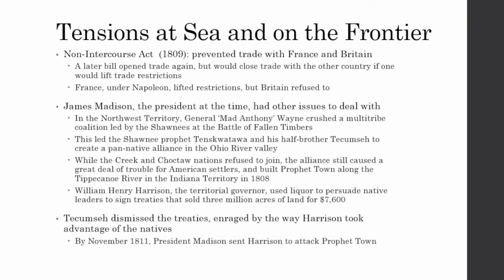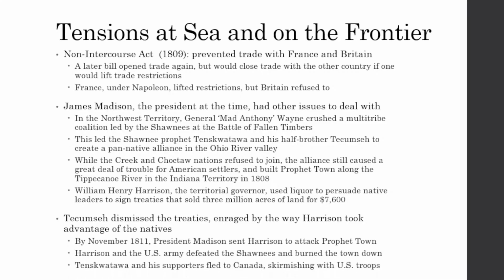So Madison had Harrison attack Prophet Town, which he did with much gusto, burned the town down. However, Tenskwatawa, as well as Tecumseh, escaped and fled to Canada while skirmishing with U.S. troops the whole way up, and they would be back. So keep that in mind. Tecumseh's still around. They're just up in Canada, which is, recall, British territory.